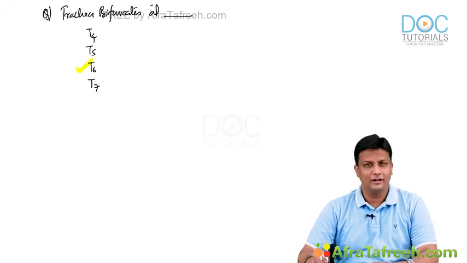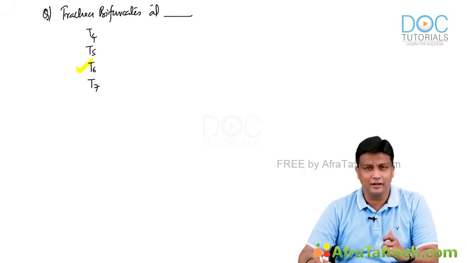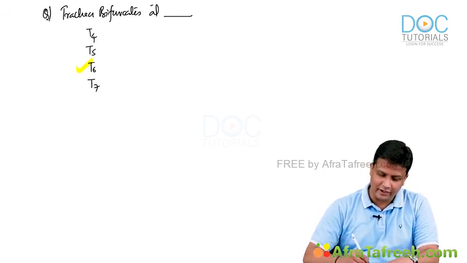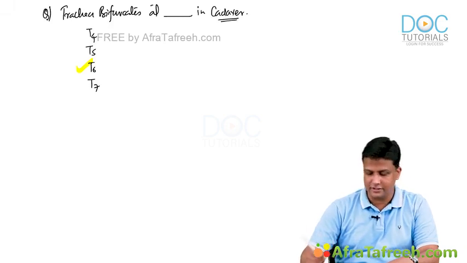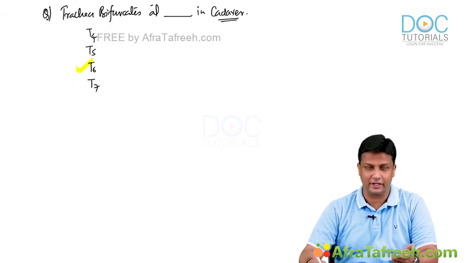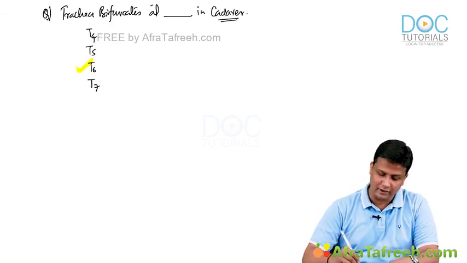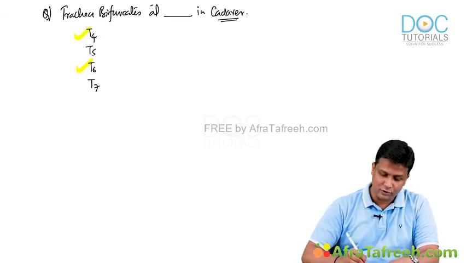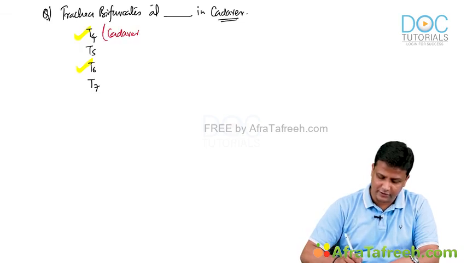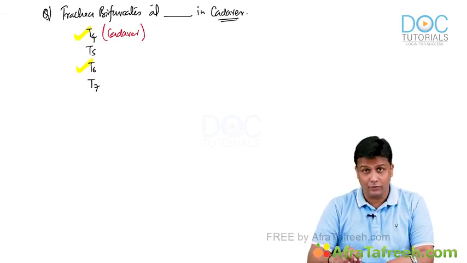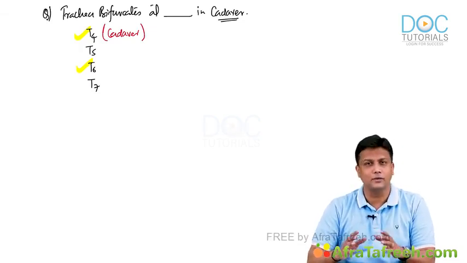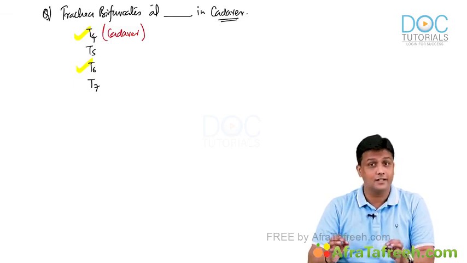Now, let me just modify this question a little bit over here. Trachea bifurcates at dash in cadaver. If the word cadaver is given, cadaveric bifurcation of trachea, then your answer has to be T4. So you have to just look into the question. Don't confuse yourself. If the word is given as cadaver, cadaveric bifurcation of trachea will be at the level of T4. If that word cadaver is not given, then please mark the answer as T6.